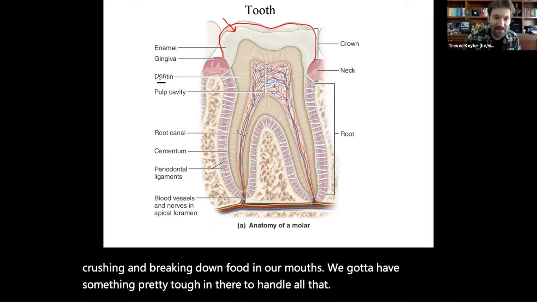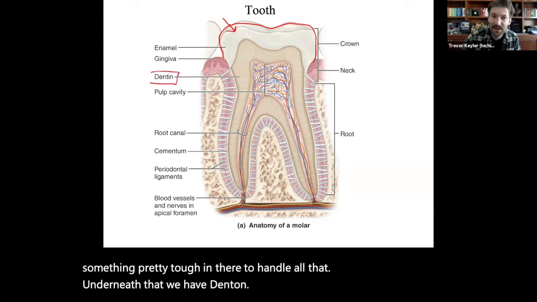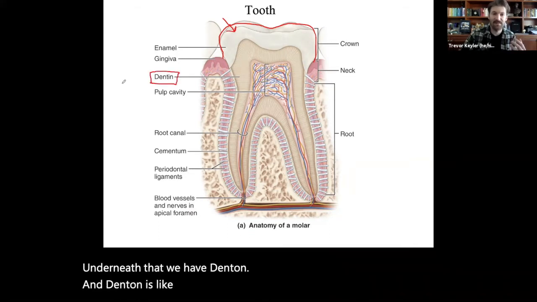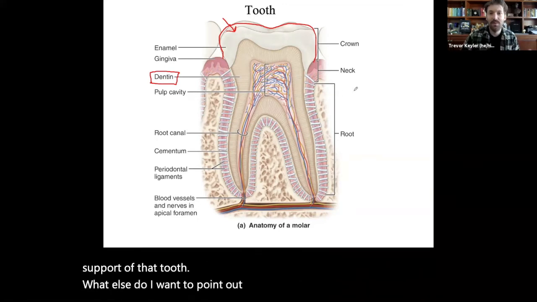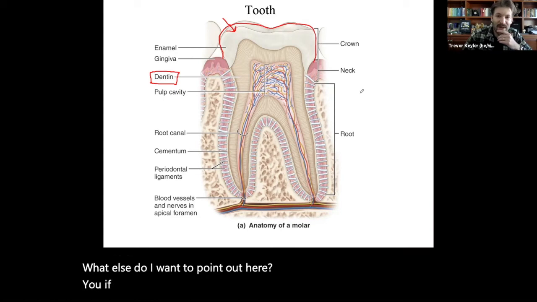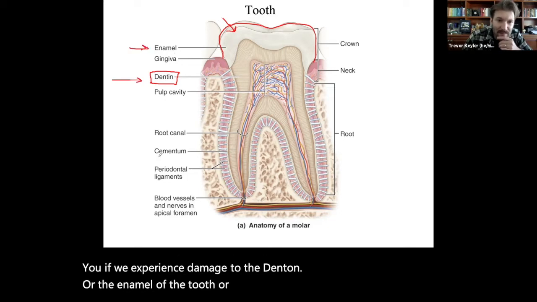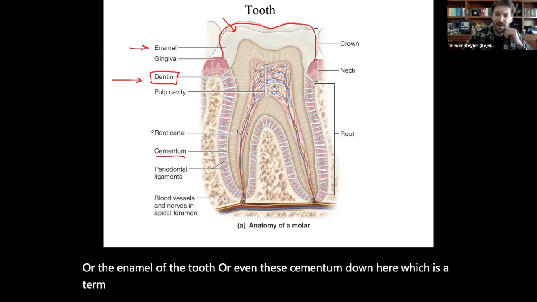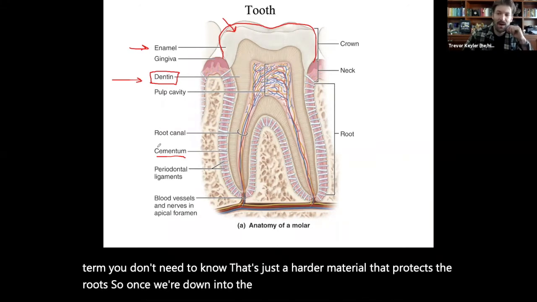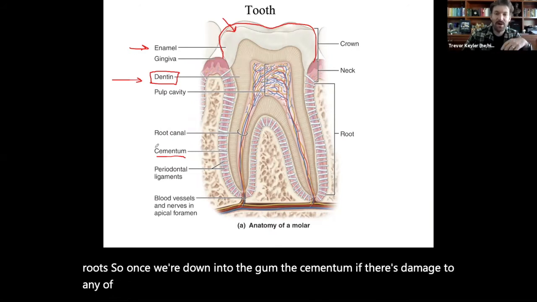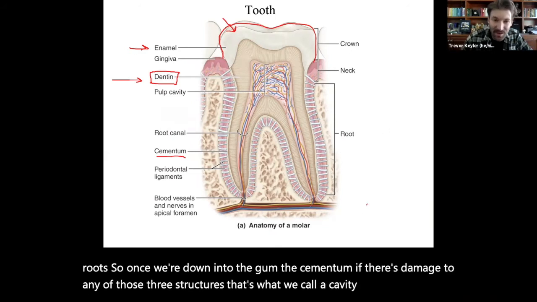Underneath that, we have dentin. And dentin is like bone, but it's harder. So that gives us the structural support of that tooth. Well, if we experience damage to the dentin or the enamel of the tooth, or even the cementum down here, which is a term you don't need to know, that's just a harder material that protects the roots. So once we're down into the gum, the cementum, if there's damage to any of those three structures, that's what we call a cavity or a dental caries.